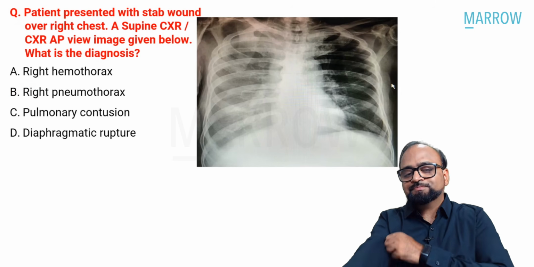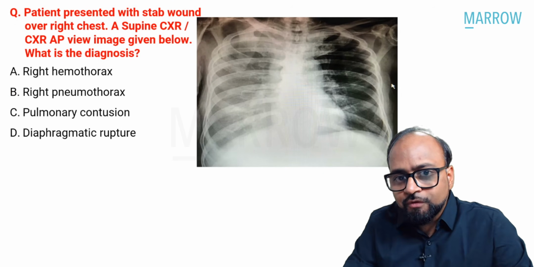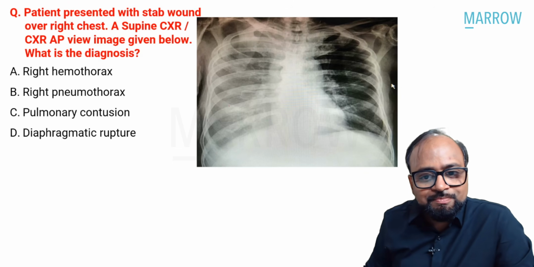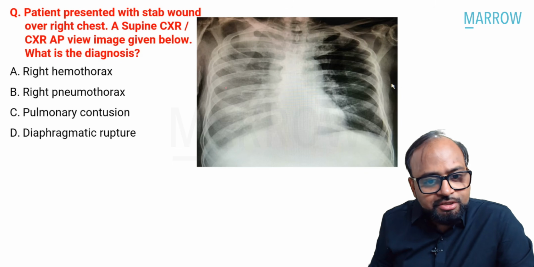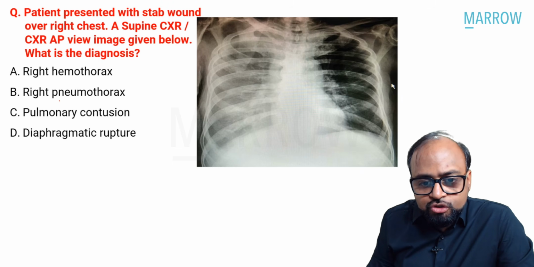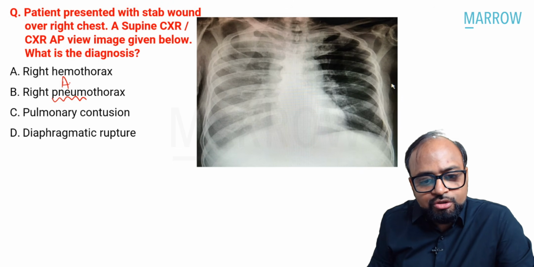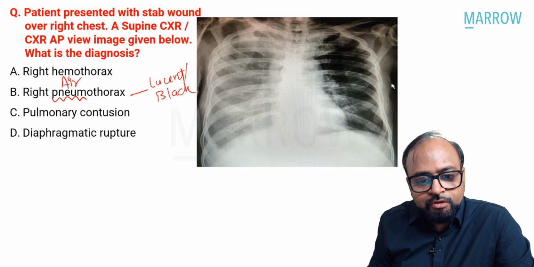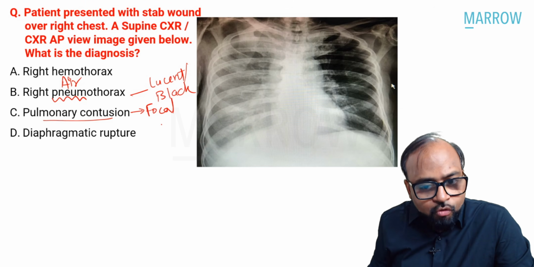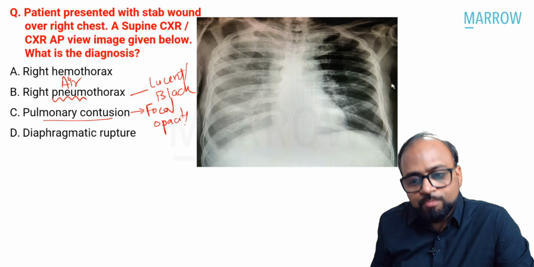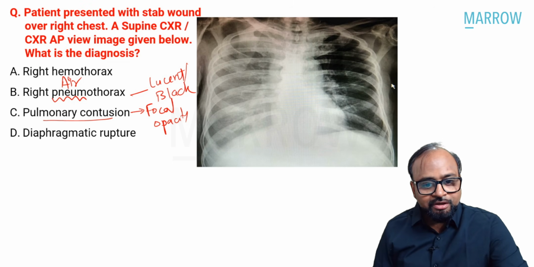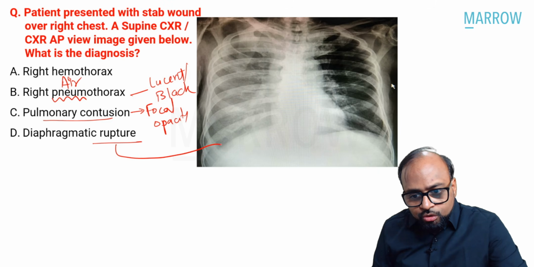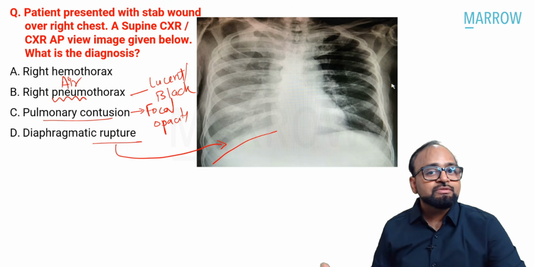Now look at this. This was actually an easy question because we've already discussed this, right? What is this? This is a patient with stab wound, a supine chest X-ray, AP view was given. If this was pneumothorax, just see logically, pneumo means air, so it should have appeared lucent or black, isn't it? If there was pulmonary contusion, it would have given rise to a focal opacity and not a generalized opacity over the right hemithorax, as you can see here. If there was diaphragmatic rupture, you just could not see the diaphragm. The diaphragm was visible in this image.